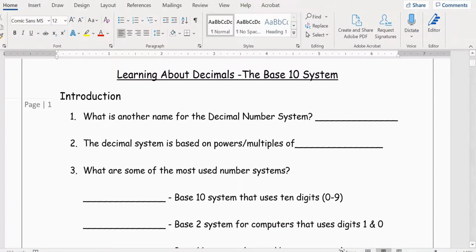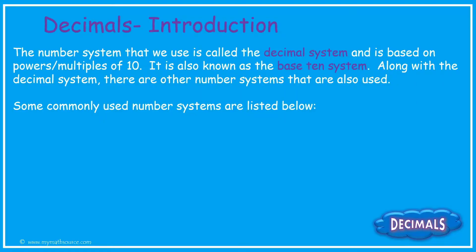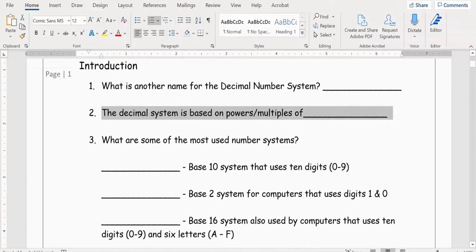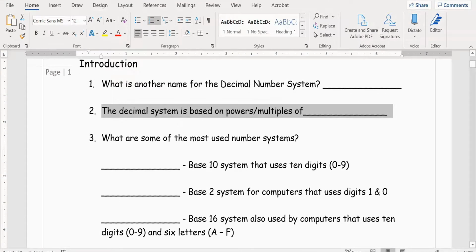And how it will work is if you look at number one, it asks, what is another name for the decimal system? Your answer will be found on the screen. So just make sure you're looking for it. For question number 2, you have to fill in the blank, and it states, the decimal system is based on powers and multiples of blank. So you fill in the blank with the correct number.